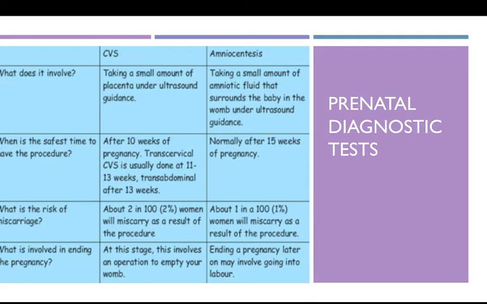With amniocentesis, it involves taking a small amount of amniotic fluid under ultrasound guidance. It's normally carried out after 15 weeks of pregnancy. The risk of miscarriage is slightly lower, just 1%, but ending the pregnancy may involve going into labour, because the test is further along in the pregnancy.